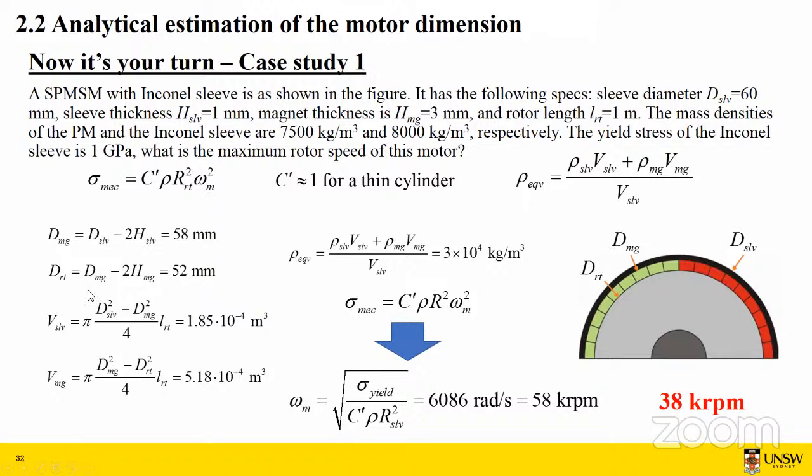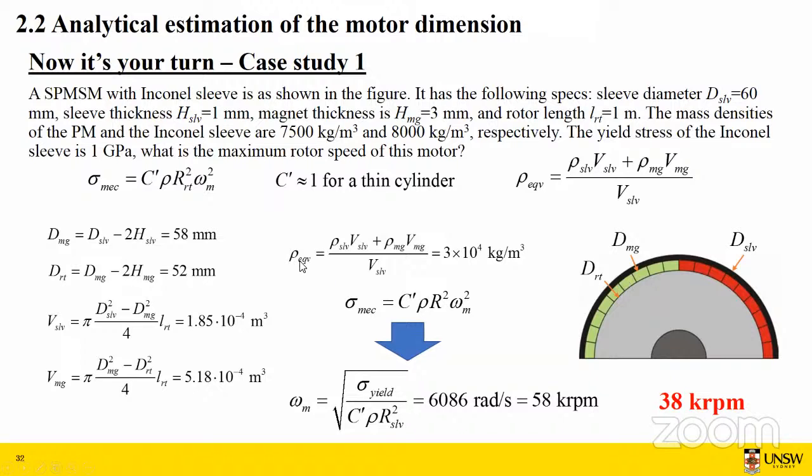So at the beginning, we need to calculate the diameter of all these values. And then we need to calculate the volume of the sleeve and the volume of the magnet. To calculate the equivalent density, which is easy, we just put all the numbers into it. We can get the equivalent density of the sleeve to be 3 times 10 to the power of 4 kilogram per cubic meter. And this is much higher than the real density because we consider the weight of the magnet, okay?